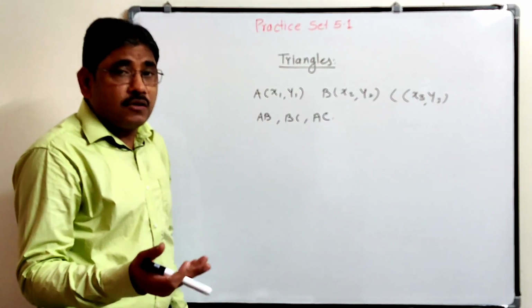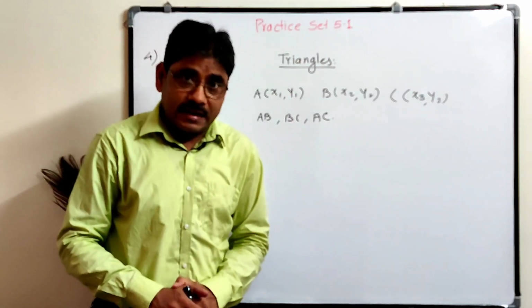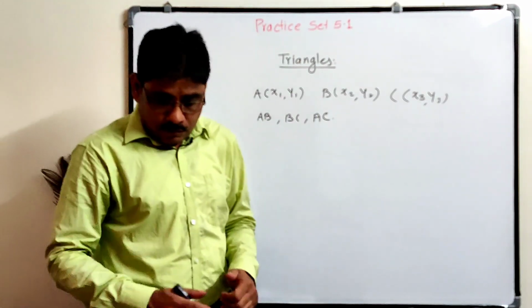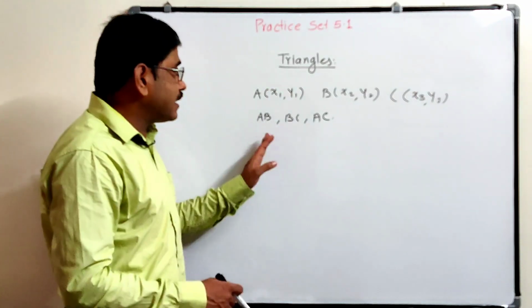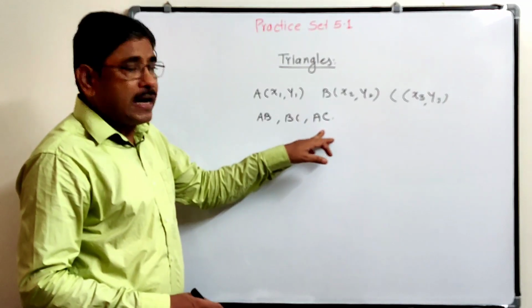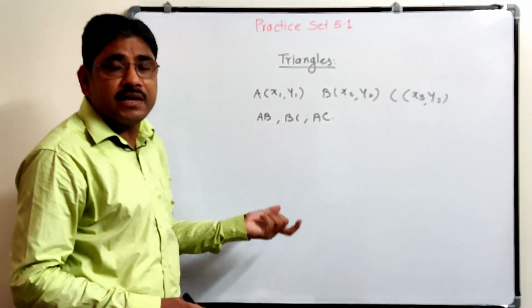Next, which triangle is there? Right angle triangle. If we have to prove this is a right angle triangle, verify these are the vertices. Look at question number 4. Vertices of a right angle triangle. Right angle triangle means the square of the largest distance is equal to the sum of the squares of the other 2. Verify this.